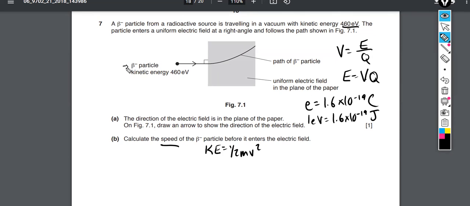A beta minus particle, you should know, has the mass of an electron. Beta minus particle being an electron, one that comes from the nucleus, right? So this is the result of decay where a neutron turns into a proton, and it kicks out that beta minus particle. So the mass of an electron, everybody knows, is 9.11 by 10 to the negative 31.